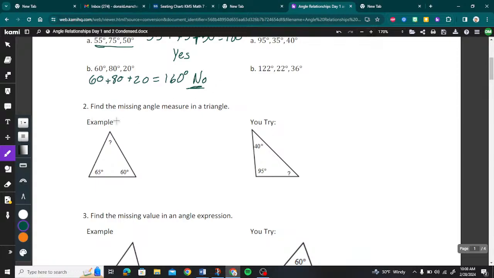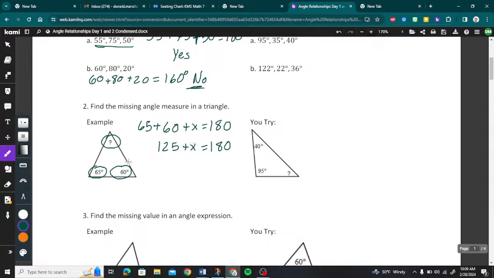So the next type of problem we have is find the missing angle measure in our triangle. So this triangle has a 65-degree angle, a 60-degree angle, and then an angle that we don't know. So what we do is we set up an equation. 65 plus 60 plus an angle we don't know is equal to 180, because 180 degrees are in our triangle. 65 plus 60 is 125.